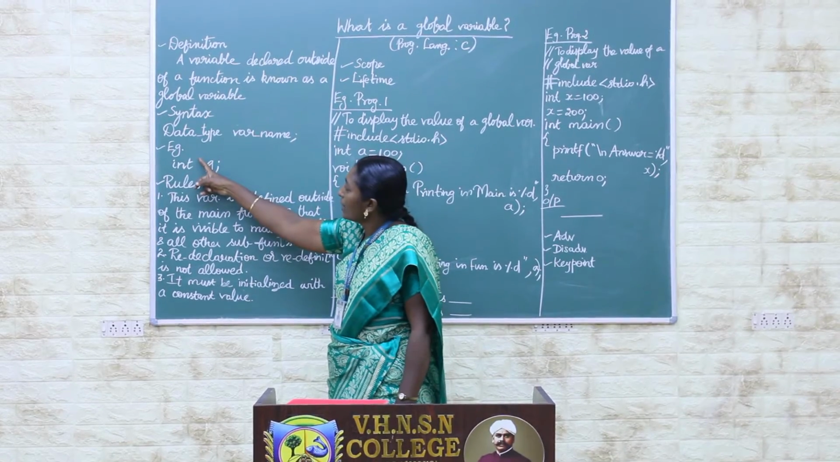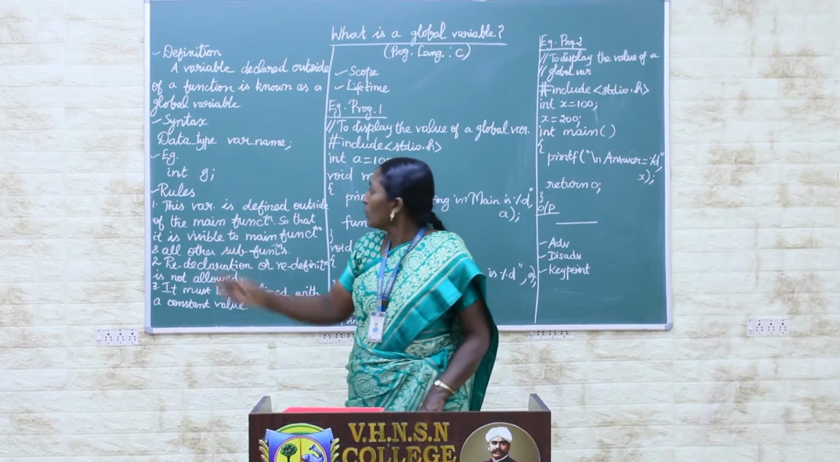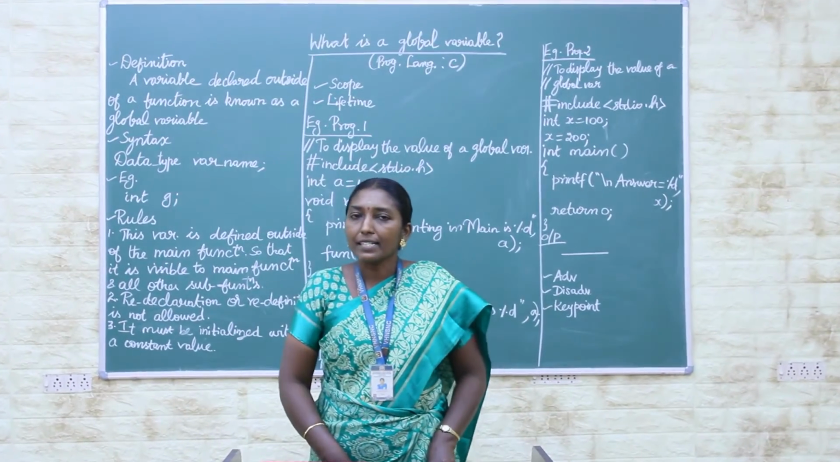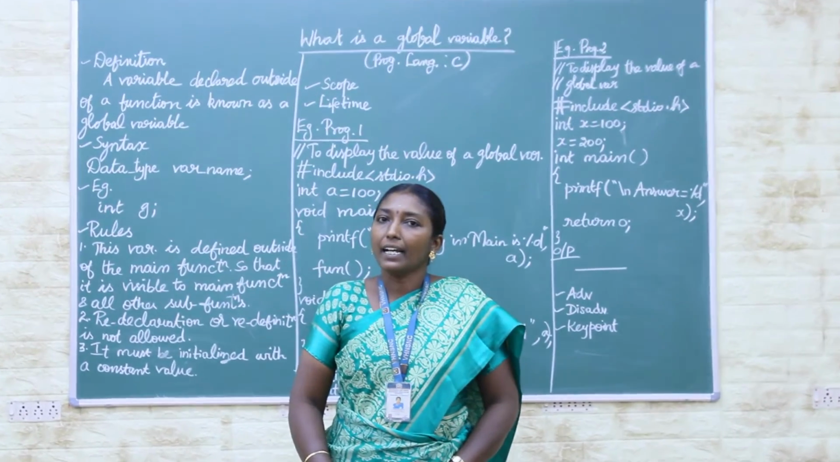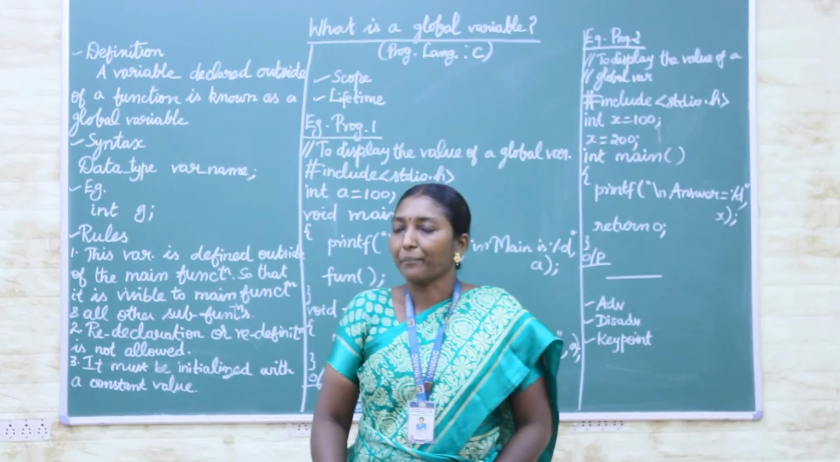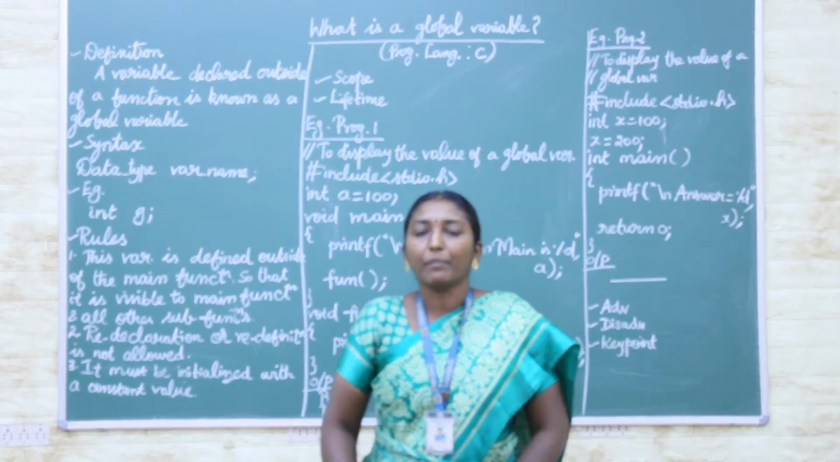For example, we can write int g. Let us assume that now g is a global variable. And the normal practice is it is usually declared before the main function, that is, at the top of the program. Let's see the rules for framing the global variable now.